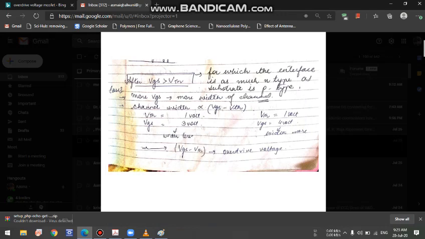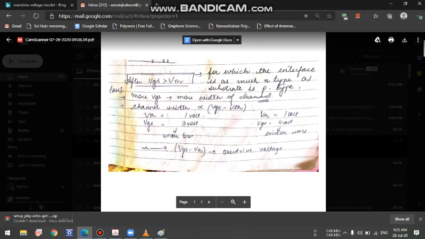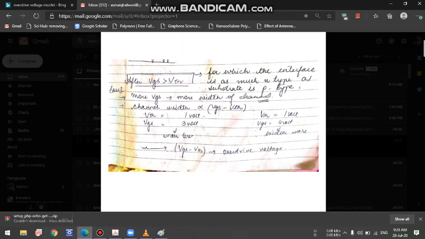it should cross a minimum value, which is the threshold voltage. In other words, only and only when VGS is greater than VTH, where VTH is the threshold voltage and VGS is the gate source voltage, as we discussed earlier, then the channel is formed, and that channel is inverted in nature. What does inverted mean? Inverted means that earlier the substrate was P type, now it has been converted to N type. So after VGS is greater than VTH, the interface is as much N type as the substrate is P type. Okay.